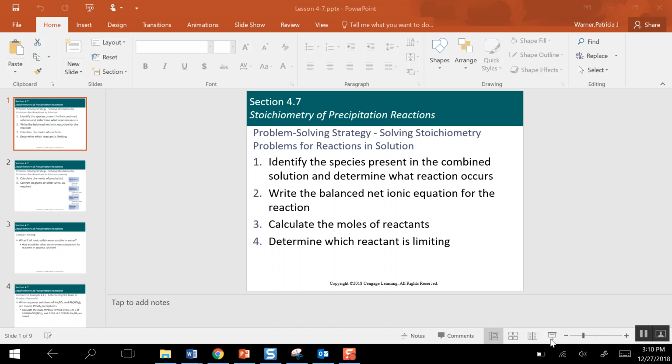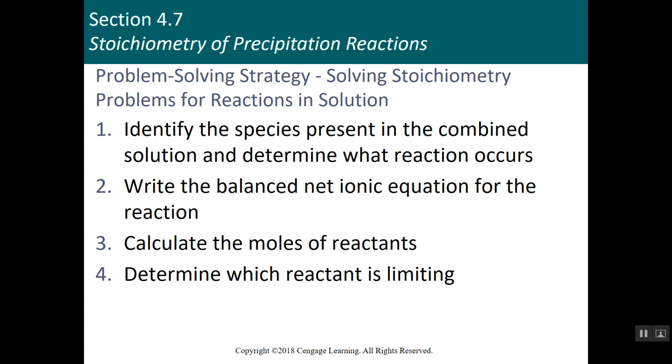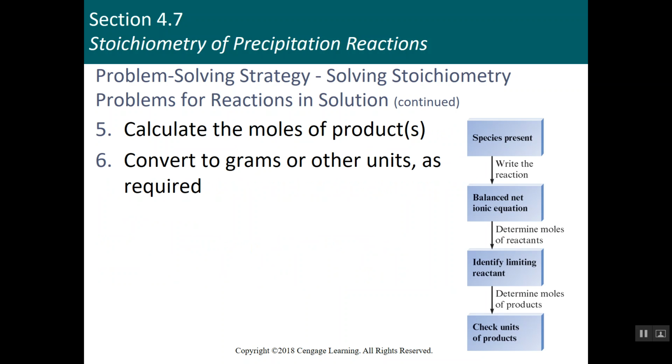Welcome to lesson 4.7. Today we're going to look at stoichiometry of precipitation reactions. When you're solving a problem like this, you look at the species present and determine what reaction occurs. Then you look at the net ionic equation for that reaction, so you have to go through the steps of figuring out the complete reaction and work down to the net ionic equation. Calculate the moles of reactants, determine which reactant is limiting, calculate the moles of product, and then convert to grams or other units as required.